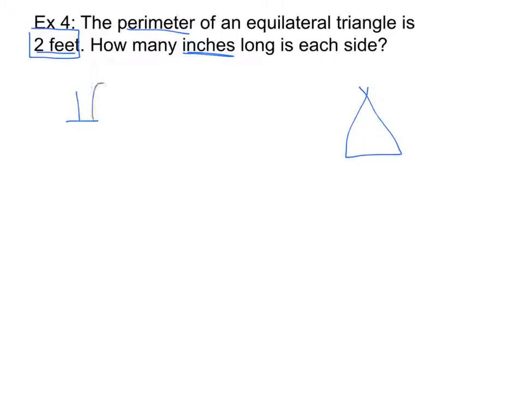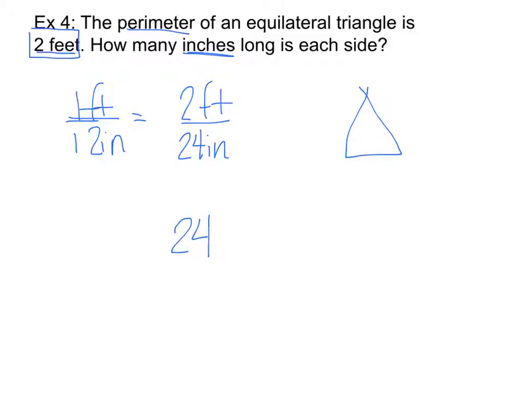1 foot is equal to 12 inches. So if we double that to make 2 feet, then that means there's 24 inches. Okay? So we have 24 inches for the perimeter. Perimeter equals 24 inches. Well, we know that that perimeter is equal to adding up 3 sides. All we have to do is 24 divided by 3 sides. 3 goes into 24 8 times, so each side is 8 inches long.